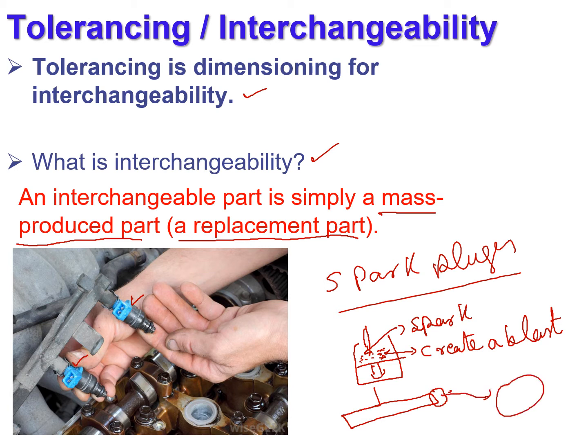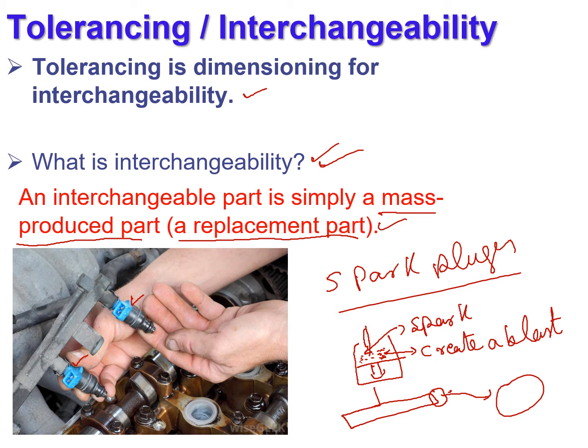So the spark plug is another example of an interchangeable part, because whenever the spark plug is not functioning, we can easily replace it in the engine. It is very easy to replace a spark plug in the engine. So that is another example of an interchangeable part. It is also a mass produced part, and it is also a replacement part. There are tons of examples.